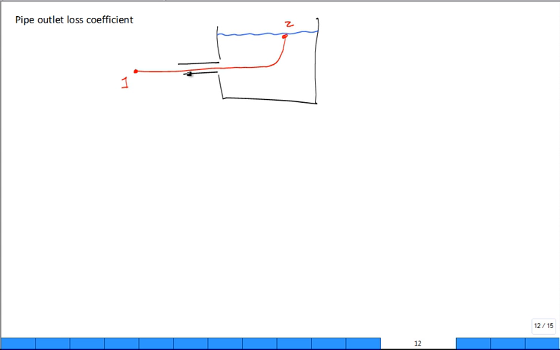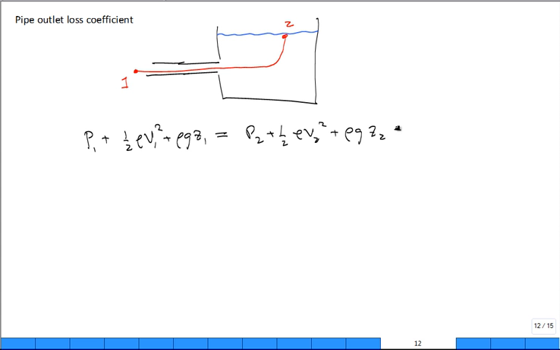At 1, I have pressure 1 plus 1/2 rho V1 squared plus rho g Z1 equal to pressure at 2 plus 1/2 rho V2 squared plus rho g Z2 plus some head loss due to the exit into the pipe loss coefficient. And that's going to be a loss coefficient times 1/2 rho V1 squared. It's the speed that it's exiting.